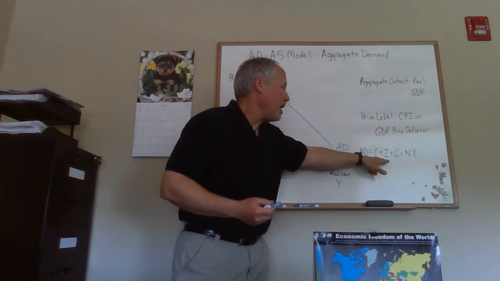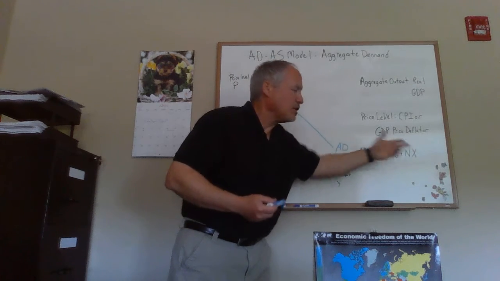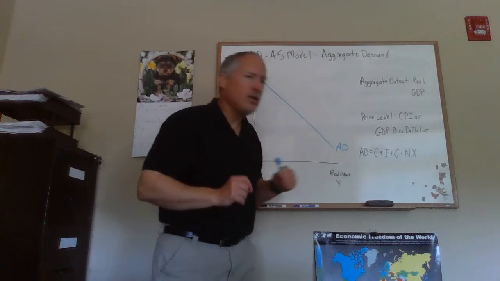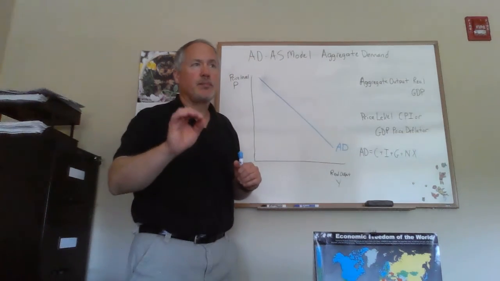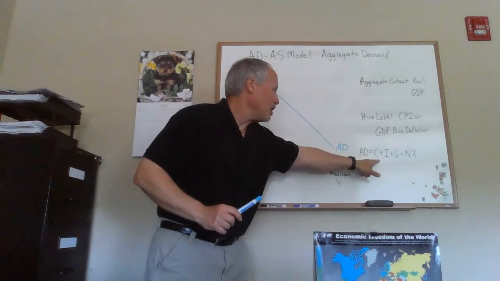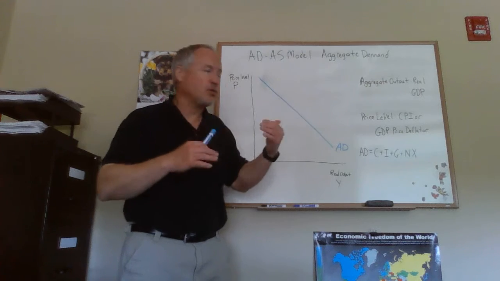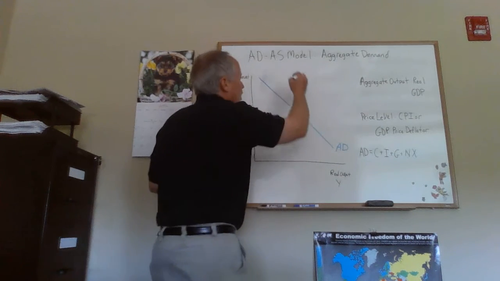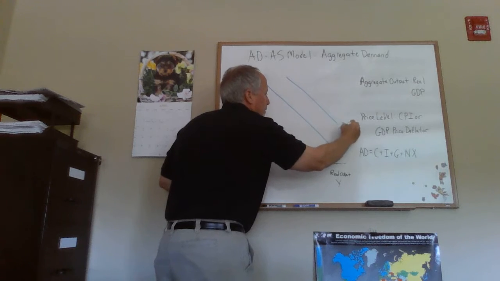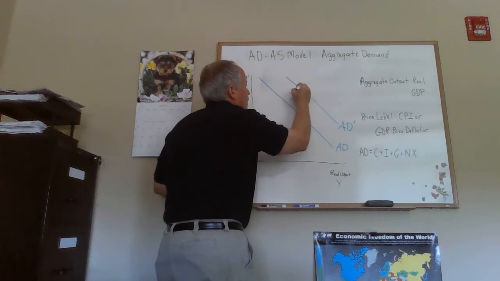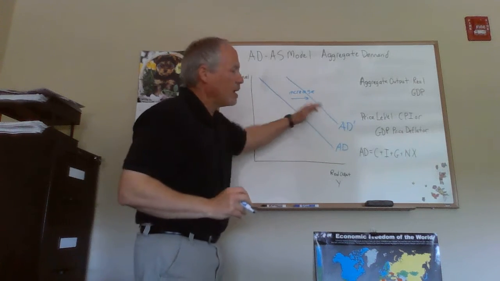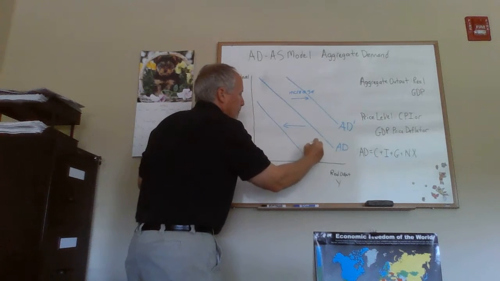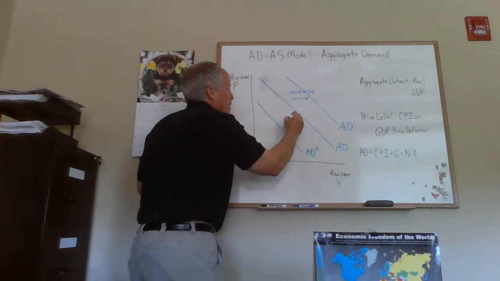Remember, C is consumption, I is investment, G is government purchases of goods and services, and NX is net exports. So anything that could increase one of these components of aggregate demand will cause the aggregate demand curve to shift to the right. Anything that would cause one of these components to be smaller, again at all price levels, so any kind of reduction in investment, is going to shift the aggregate demand curve to the left. So aggregate demand can shift to the right. That would be an increase in aggregate demand. It can also shift to the left. And that would be a decrease in aggregate demand.